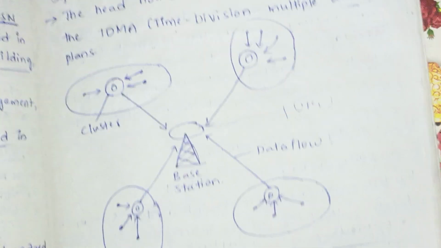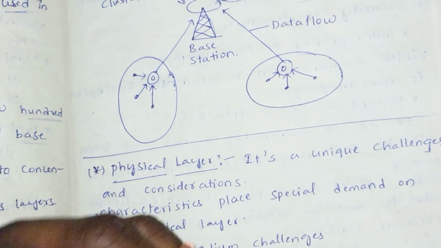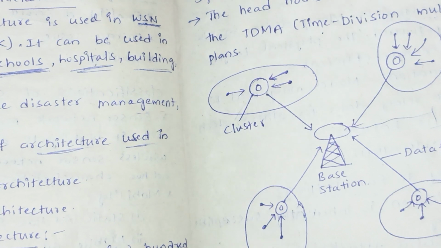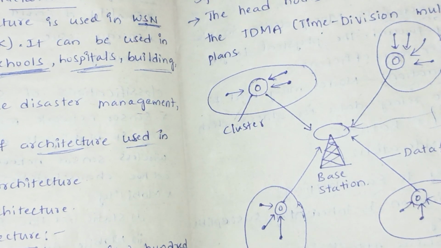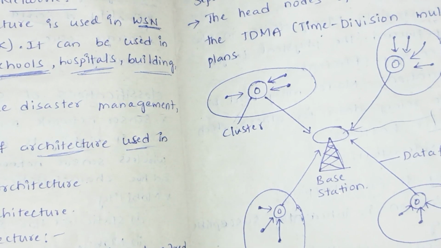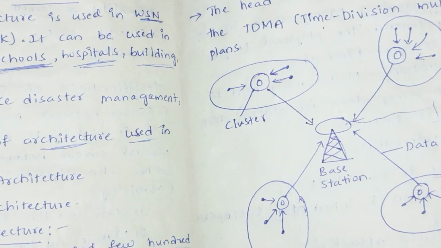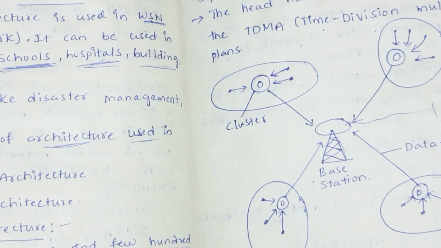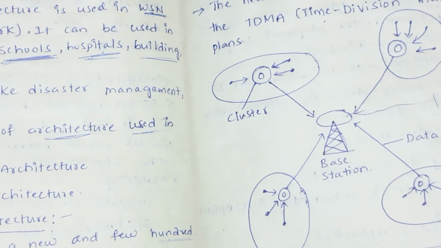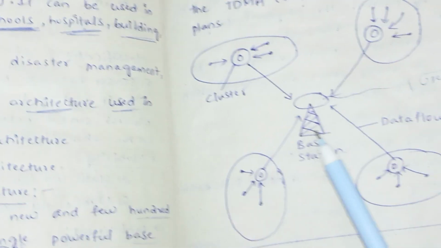Next, this is nothing but the architecture of sensor networks. We have two types of architecture of sensor networks: one is layered, and the second one is cluster. We discussed this in depth. In layered we have 5 types of layers and 3 types of cross layers. In cluster we divide, or combine, a group of sensor networks, and we interact directly with the base station, right?